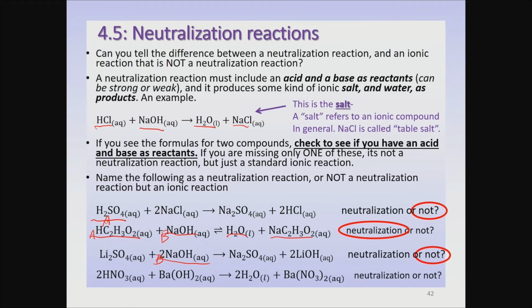Okay, and the final reaction, we have nitric acid here, and I know it's an acid because we have H in front of the formula. And then we have a base here, barium hydroxide. I know it's a base because there's hydroxide there. So we are reacting an acid with a base. In this case, the acid happens to be strong and the base happens to be strong. That's fine. It doesn't really matter the strength of the acid or the base. It just matters that you have an acid and a base. When you have that, you have a neutralization reaction.